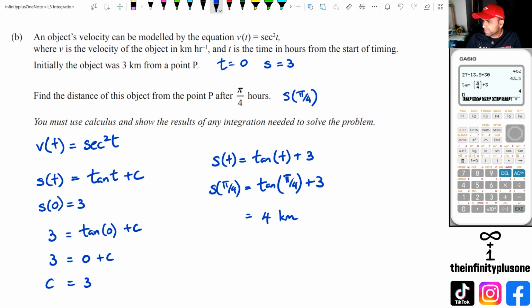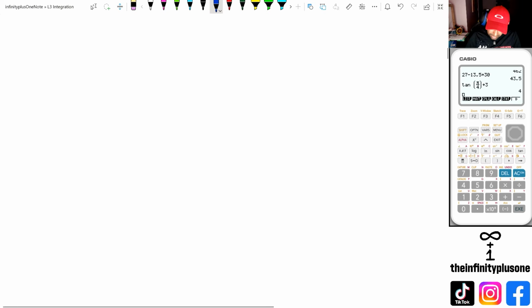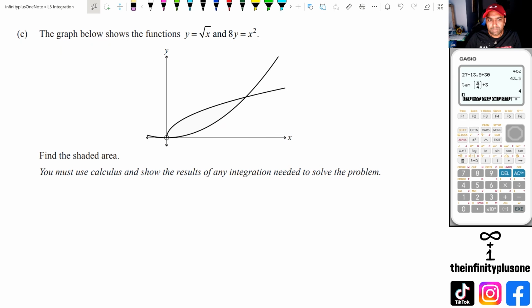Now, a correct solution with the evidence of correct integration is going to give you an achieved for this question. Moving on to question c. So with this particular question, find the shaded region, and I know that my image right there is actually not showing the shaded region, but it's actually this part right here that's highlighted in yellow.